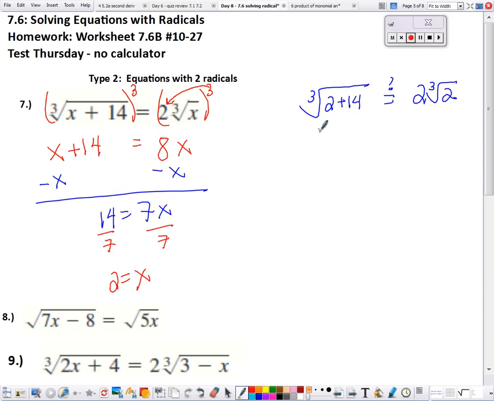Let's see, that's the third root of 16. I can rewrite that as 8 times 2, and the cube root of 8 is 2. So yes, they match, they're equal. So 2 is our solution.